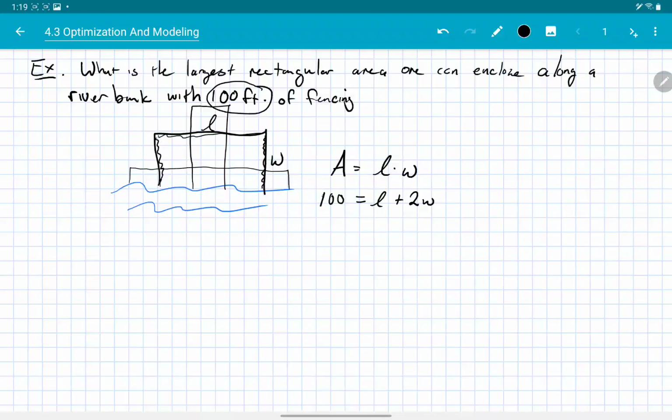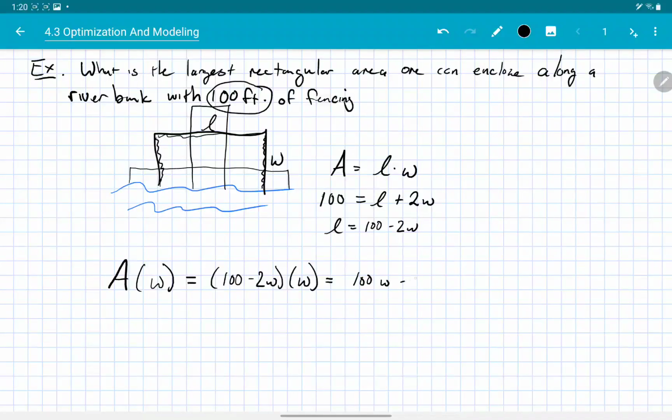That allows us to eliminate a variable, right? L is equal to 100 minus 2W. So now we can make the area a function of the width only. The length, which is 100 minus 2W, times the width, which is W. That's the variable for the width. Now we have a nice function, 100W minus 2W squared. This is a function we know how to maximize now because of the previous section.